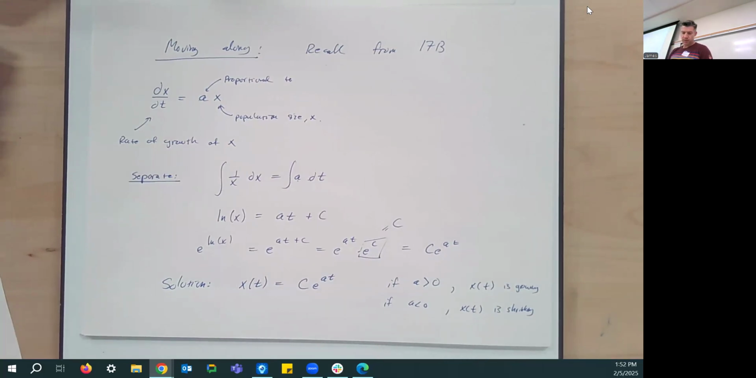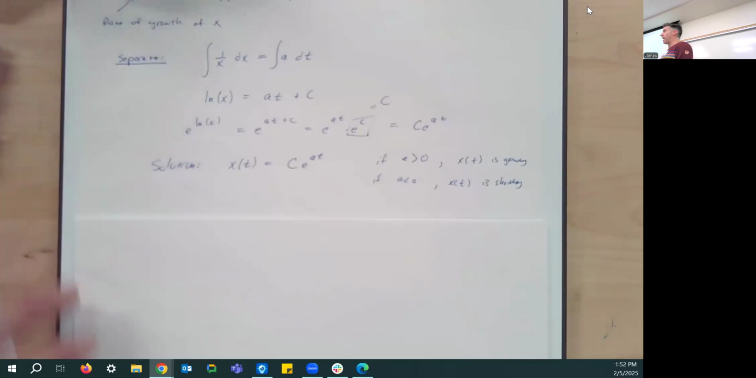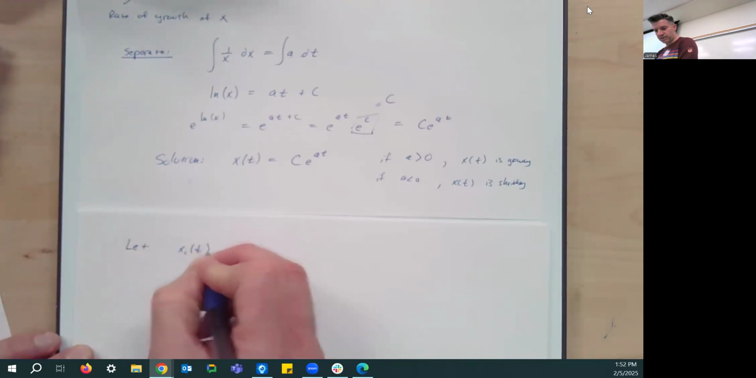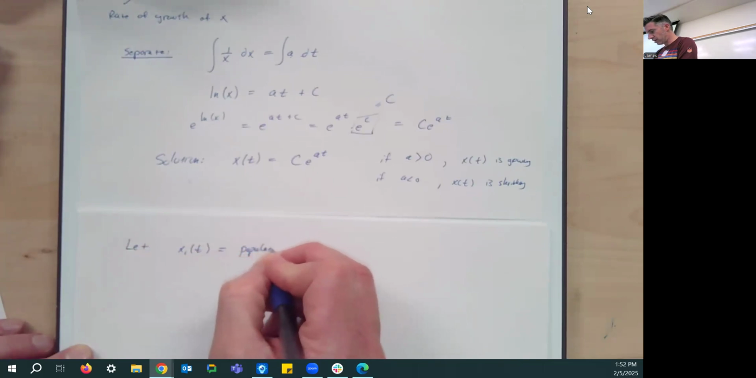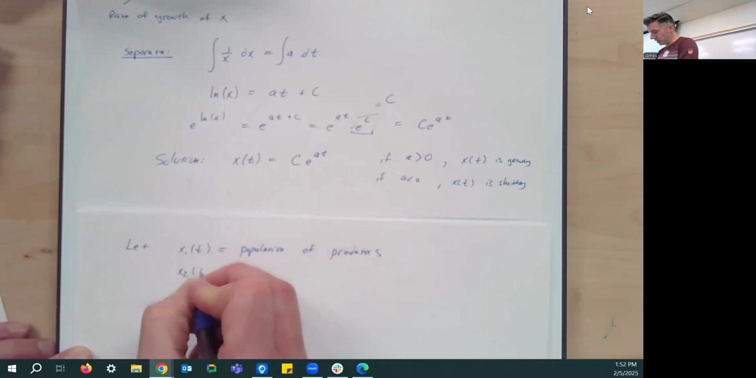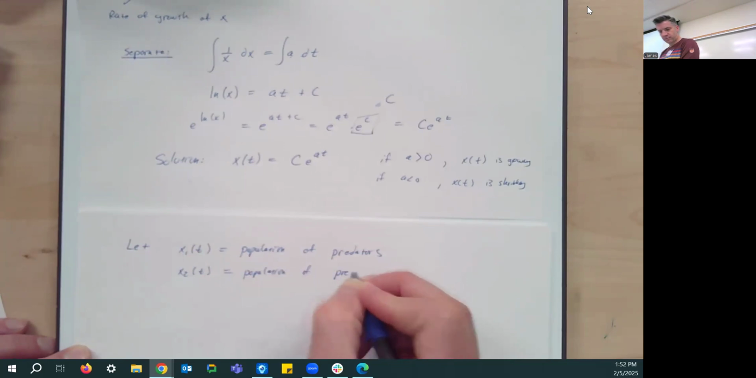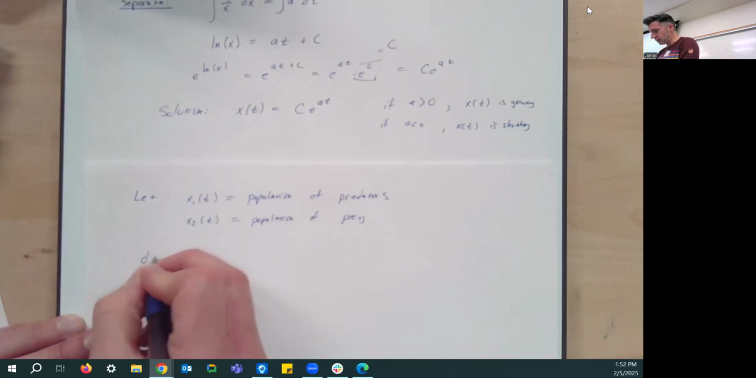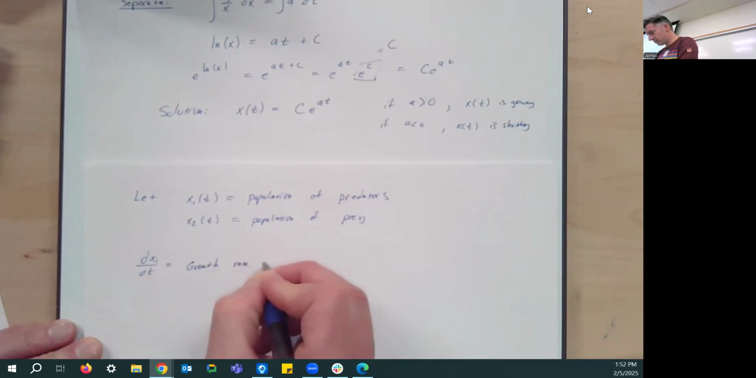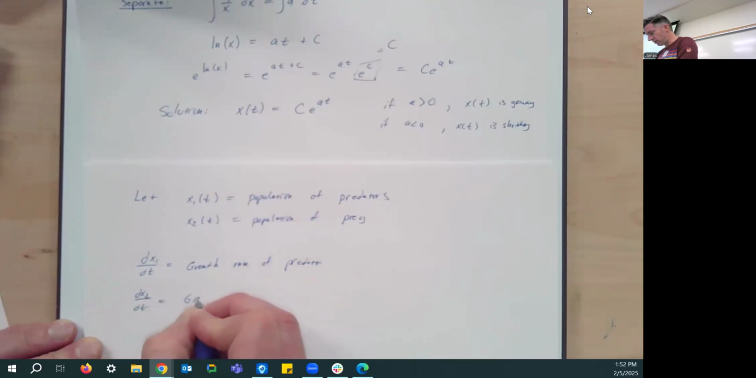So what we really want to be able to do, we're going to skip ahead here for a second, is the following. Here's the actual kind of stuff we want to be able to solve. We're going to let x1 of t equal the population of predators. Think wolves. And x2 of t is equal to the population of prey. Think deer. So then dx1/dt is equal to the growth rate of the predator, and dx2/dt is equal to the growth rate of the deer, of the prey.